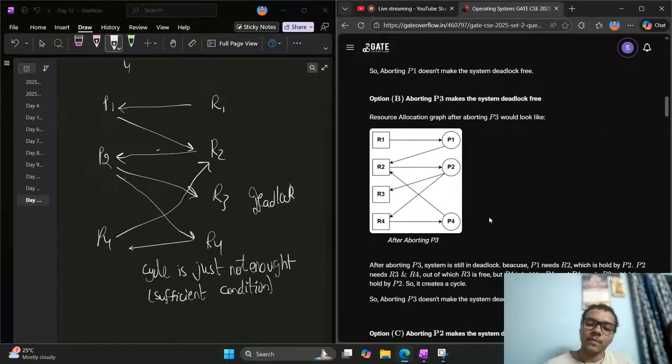So we aborted P3. P1 needs R2, which is held by P2. P2 needs R3 and R4, out of which R3 is free. But R4 is held by P4 and P4 needs R2, which is held by P2.